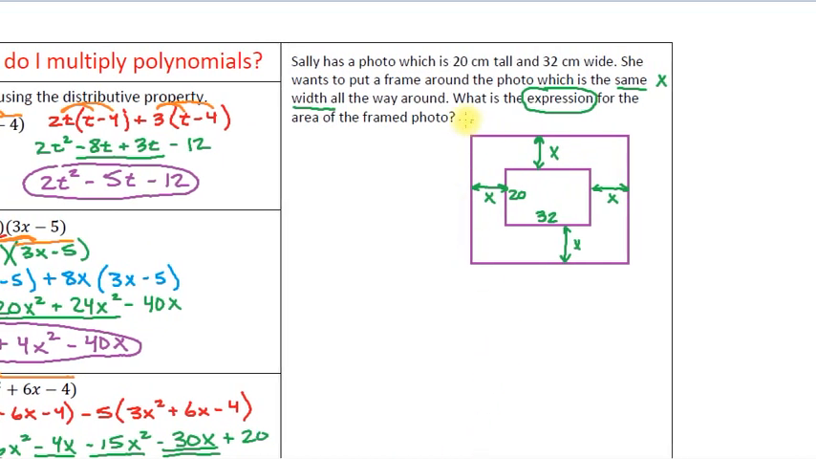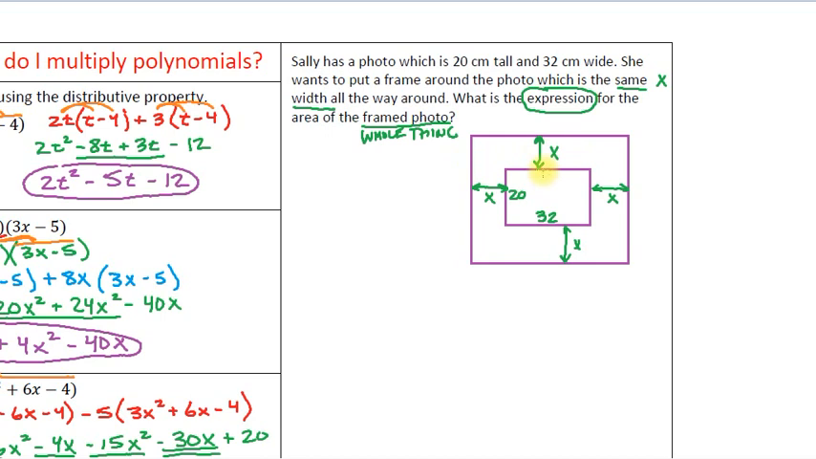Now here's the important part. When it says the area of the framed photo, that is the whole thing. If they asked us what the area of the photo is, oh, it's just 32 times 20. It's area equals length times width, 32 times 20, you're done. We want the whole thing. We want the photo and the frame.